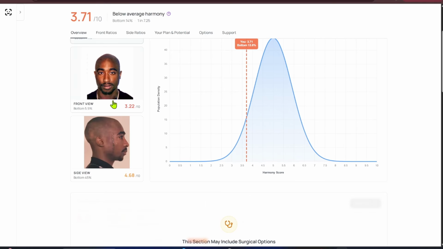His front profile does look pretty good, though. He doesn't look like a major below average person. He looks about a 5, just an average looking face.